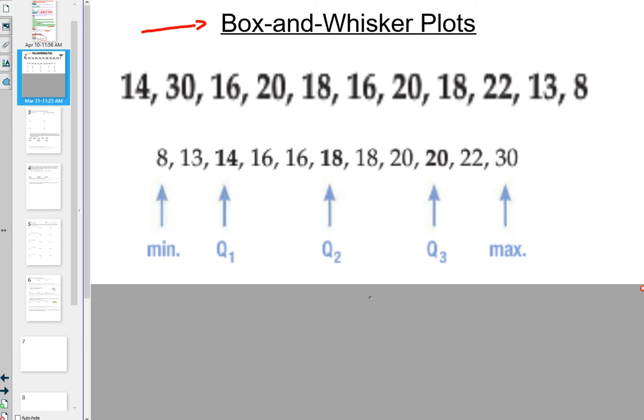Where it says Q2, anytime you see Q2, that's the same thing as saying the median. Feel free to write in median. The maximum is your biggest number. The minimum is the lowest number.